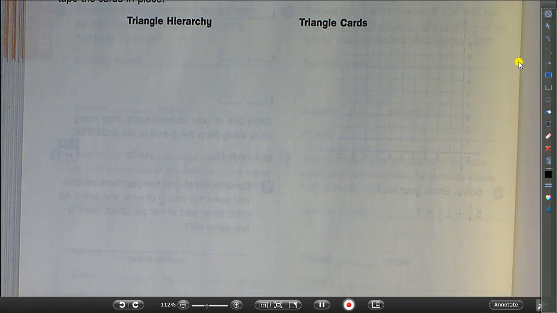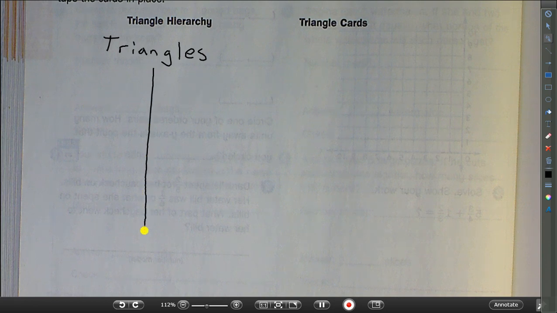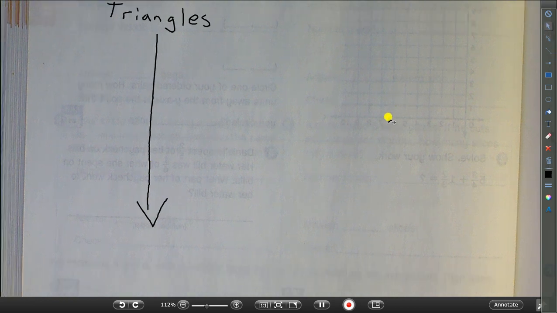Now let's get that out of the way. So first off, we're just going to start with triangles for our main category. And all of those shapes on that sheet were triangles. They would all go here to start with. But we're going to subcategorize. Not really sure how far down to draw my line here, but again, you can fiddle with this before you tape any of your things down there.